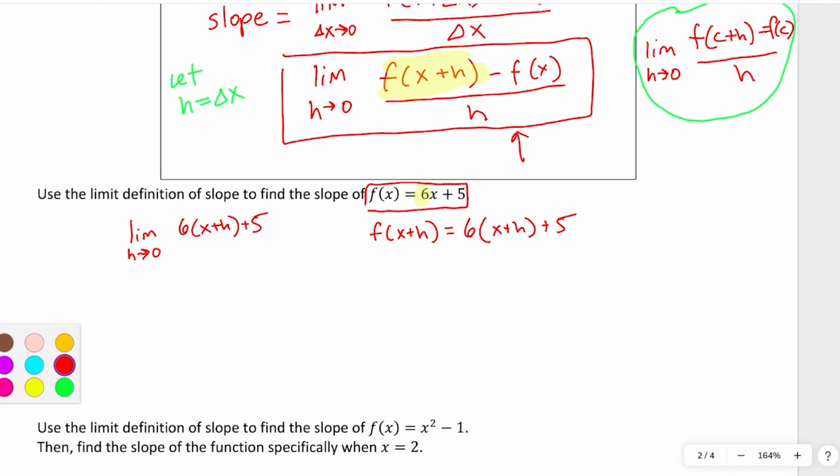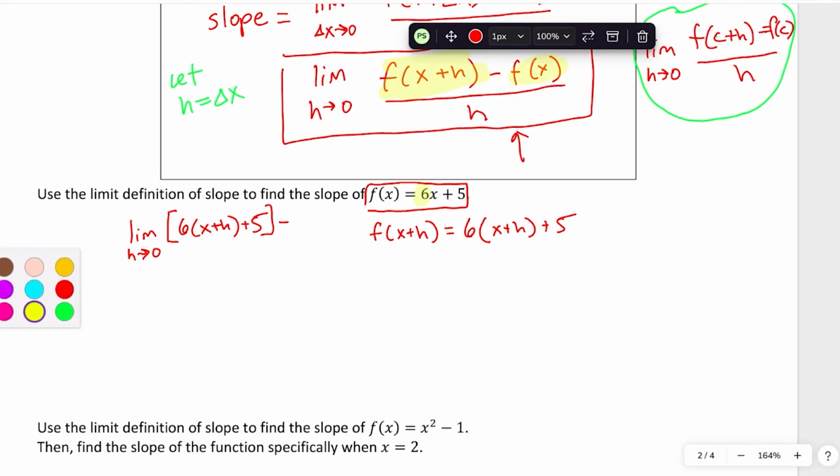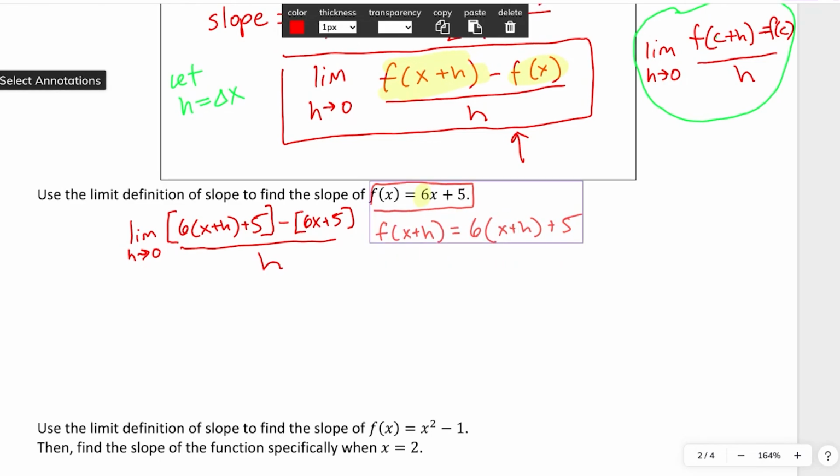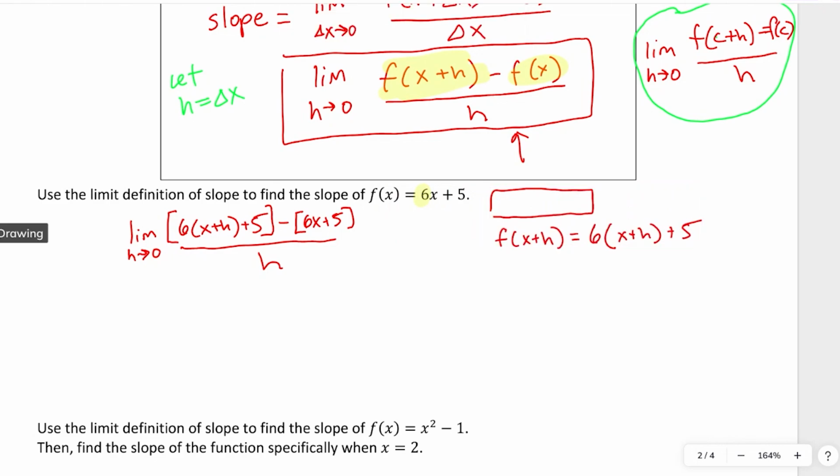So that's the f of x plus h minus, maybe I'll put that in brackets just to make it more obvious, minus f of x, right? This is the second part of the formula. That's your y1 essentially. It's the original point that we're interested in here. F of x is 6x plus 5, all divided by h. So we need to calculate this limit. Move this over here just a little bit, just so it doesn't get too cluttered here.